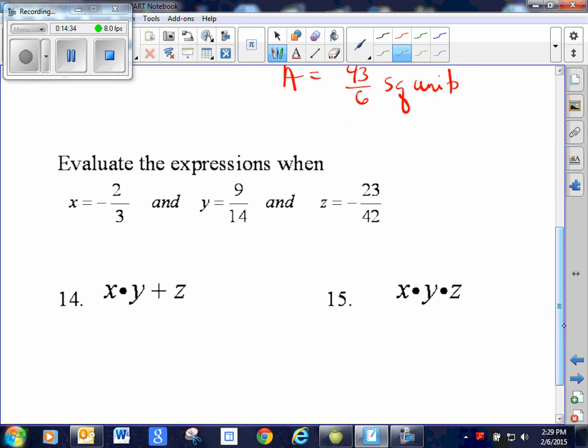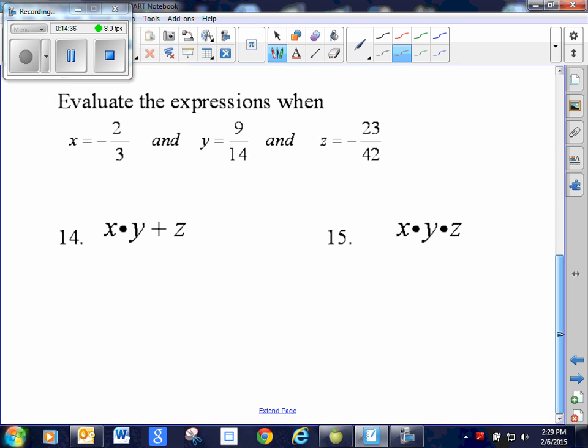I've got a few more problems I want you to work, just these 14 and 15. Remember your order of operations. Remember your signs. Remember your common denominators when you're adding. And remember to use single fraction bars and cancel first when you're multiplying.